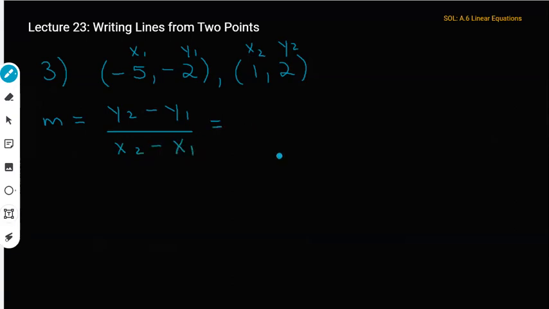I'm going to subtract the y's on top. I'm going to have 2 minus negative 2. In the denominator, I'm going to have x2 minus x1. So that's going to be 1 minus negative 5.